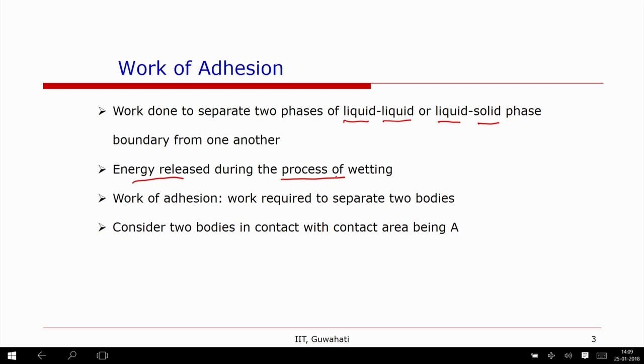So when you have a solid surface, and this solid surface is being wetted by a liquid film, the energy of the system changes. The energy that is released during the process is the work of adhesion, and you can also think of it as the work that is required to separate two bodies.